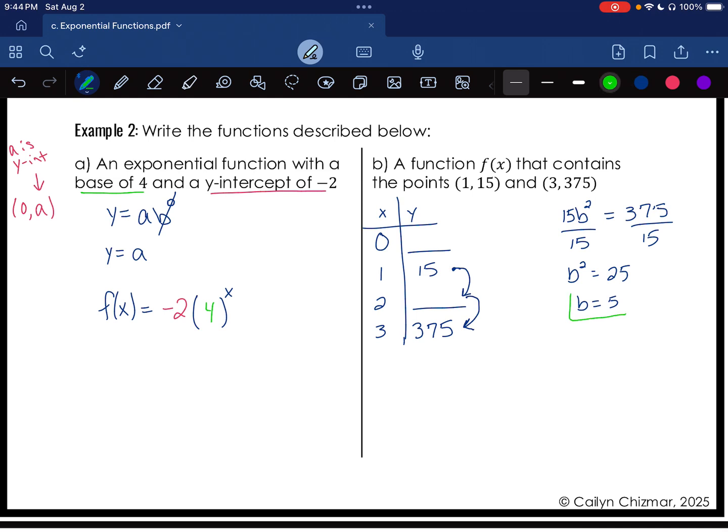So we can use that to work backwards to find our y-intercept. Whatever this a value is, I multiply that by my base one time, and that's how I got 15. So if we do 15 divided by, hold on, that ended up super ugly. So a here is going to be 15 divided by 5.